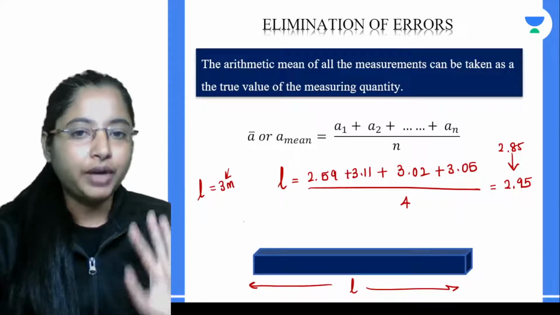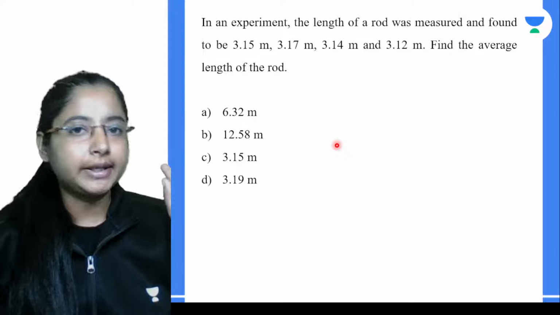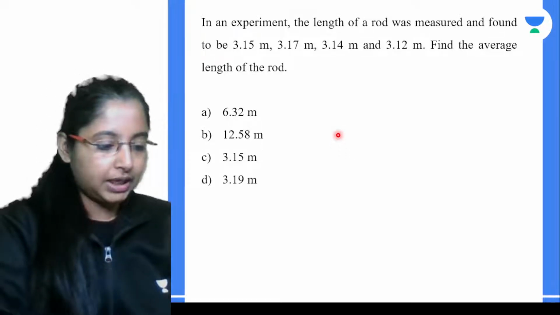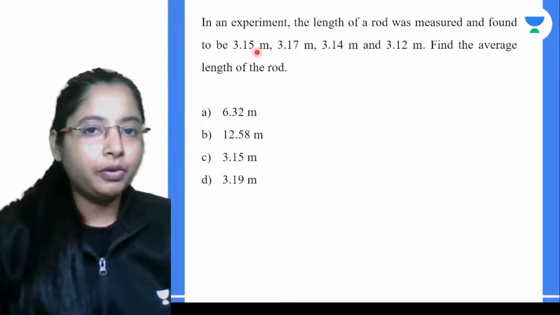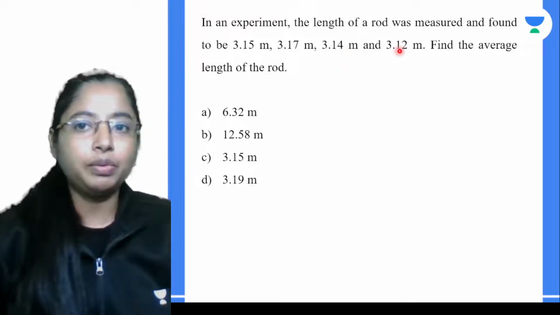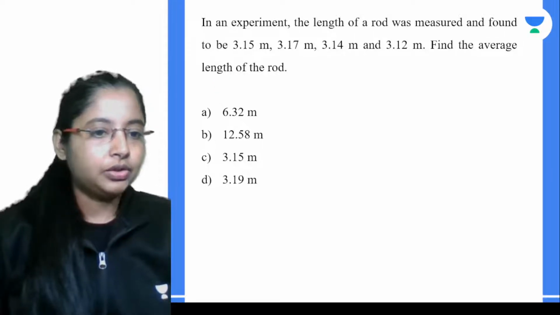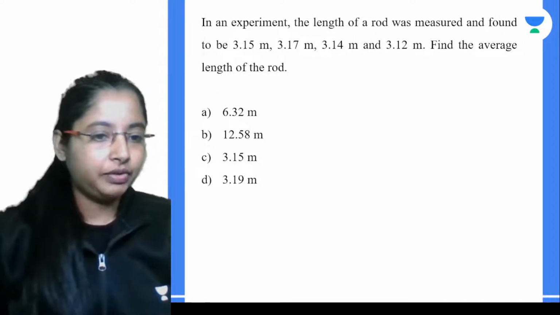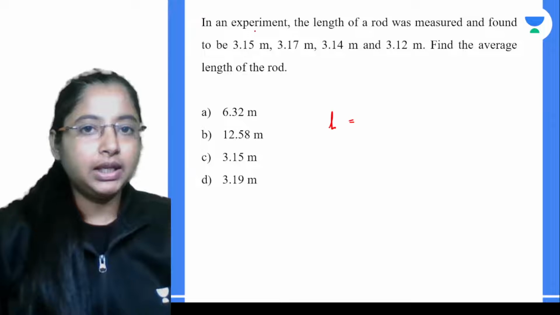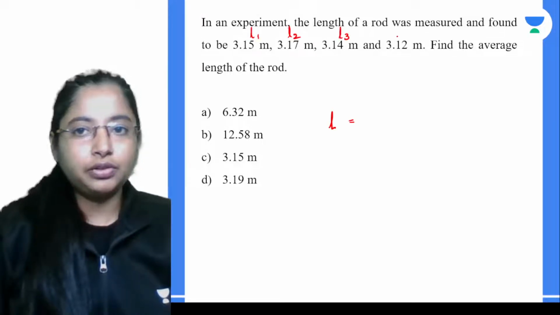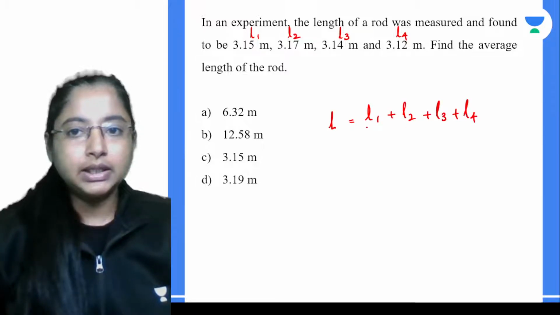Now that we know how to find the arithmetic mean, let's do a question, and we are going to learn how to eliminate errors today using one example. Very simple question. If you have the answer, you can give it in the chat box. In an experiment, the length of the rod was measured and found to be 3.15 meters, 3.17 meters, 3.14 meters and 3.12 meters. We are going to find the average length of the rod. Because we are using length of the rod, let me take this as L. Let's say these readings are L1, L2, L3 and L4. So the average is L1 plus L2 plus L3 plus L4 divided by 4.